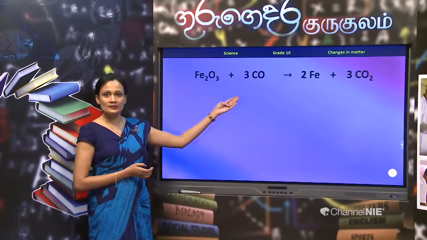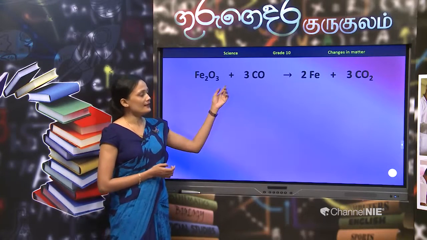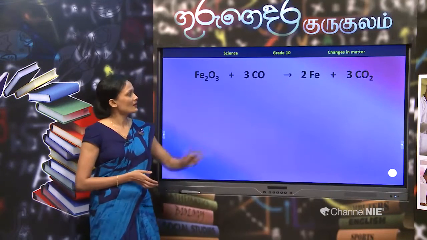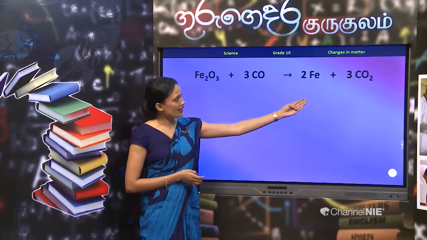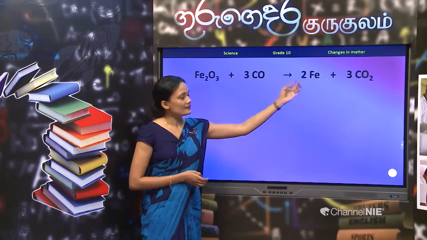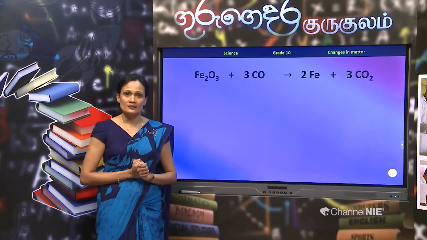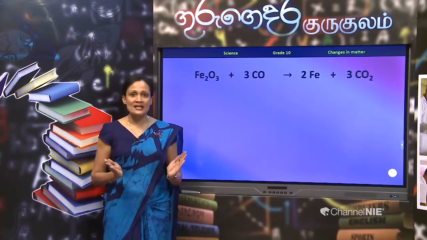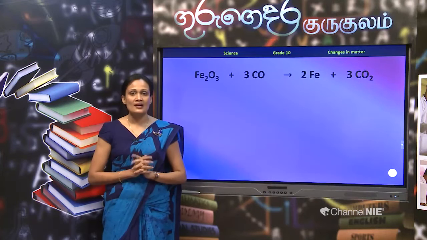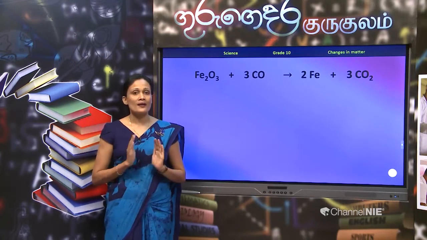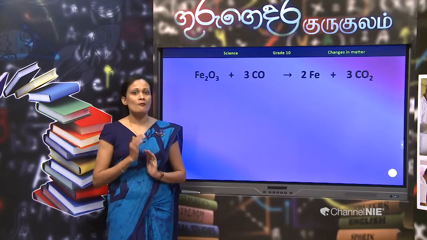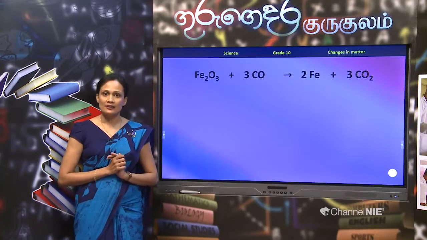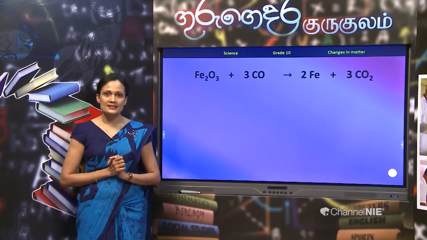Look at carbon. In carbon monoxide 3 carbon atoms. On the product side, in carbon dioxide 3 carbon atoms. That's why the carbon atoms also balance on both sides. It is clear to you. Now I am going to explain the information that we can get from that balanced equation.